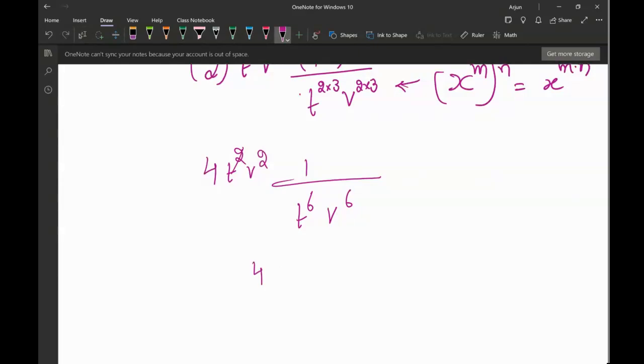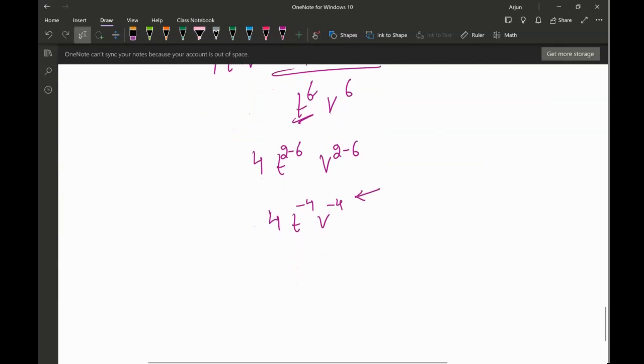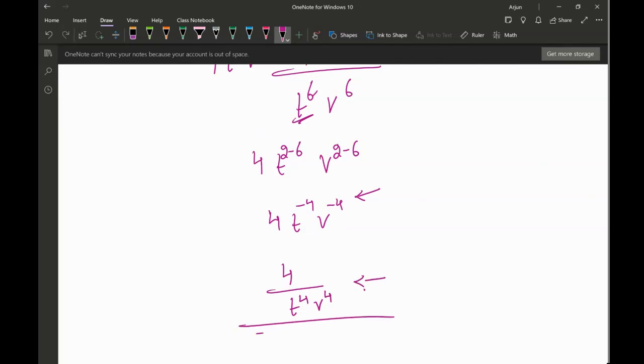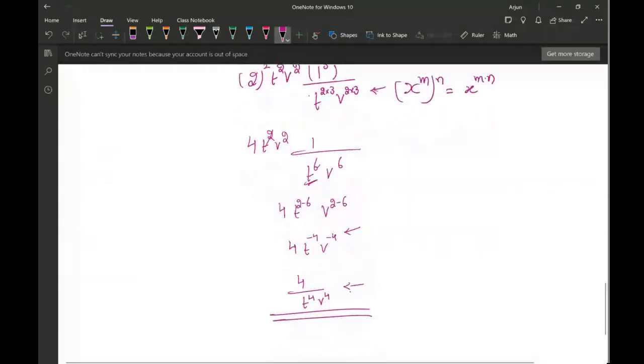This 2 you can write it with this t, so you will write it as t raised to power 2 minus 6 and v raised to power 2 minus 6, and then 4 t raised to the power negative 4, v raised to power negative 4. So please don't stop here, because in the final answer there should not be a negative exponent. So 4 will stay on top and t and v will go on the bottom, t raised to power 4, v raised to the power 4. That will be my final answer to the given question.